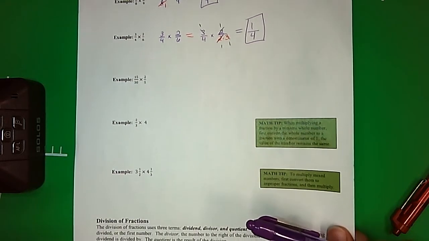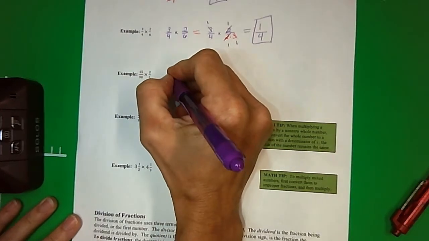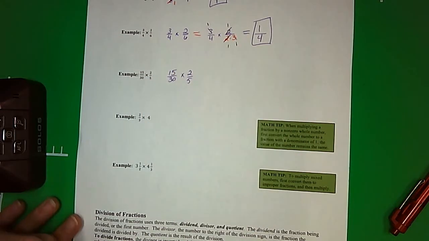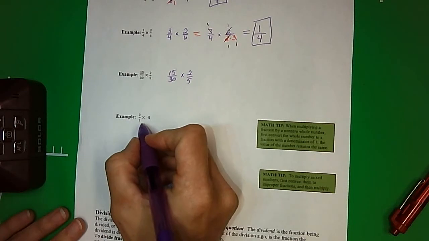Okay, so I'm going to skip this next example. I'll write it down if you want to work it, that way you can see it better. And this is it, and I'll allow you to work that one on your own. I want to work this next one here.